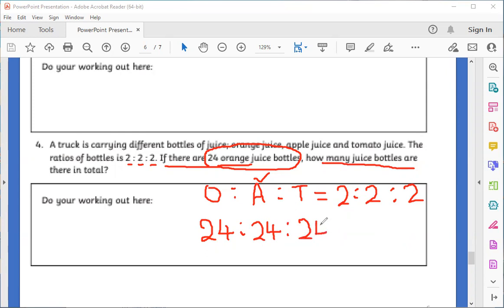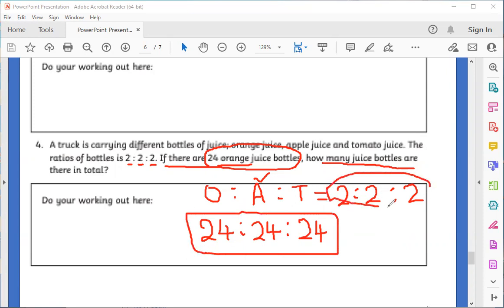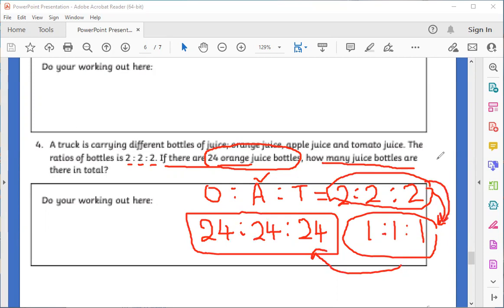And there is also another 24 bottles of apple juice. Now, why is this so? Because the ratio is the same. 2 to 2 to 2 is the same as 1 to 1 to 1. That means every part is equal. It's the same as 24 to 24 to 24. You see, here I simplify the ratio. Here I expand it back. This is the same as simplifying fractions using division and expanding a fraction using multiplication.